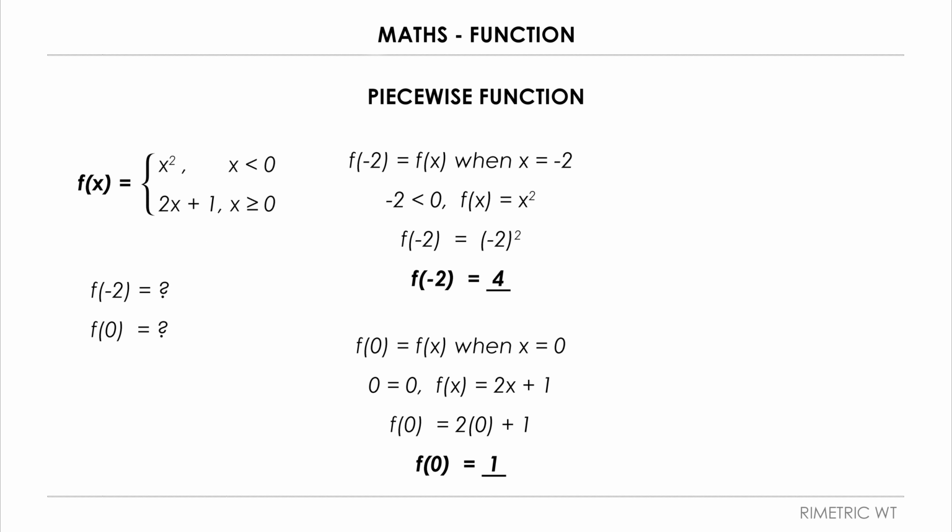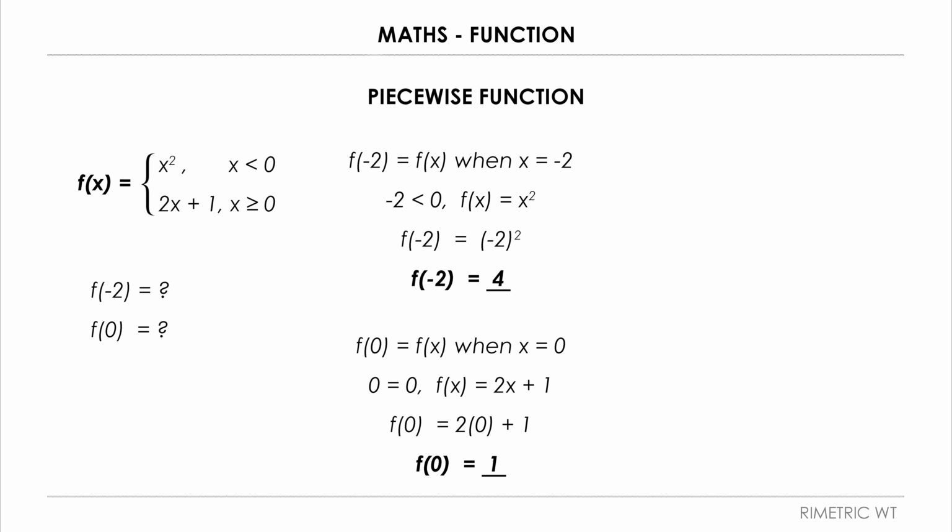Let's make sure we're following this properly. Even if a number is right on the boundary, like x equals 0 in our example, we only use the rule whose inequality includes that value. In this case, the one with the equal to bar, 2x plus 1. That means we use the expression 2x plus 1.